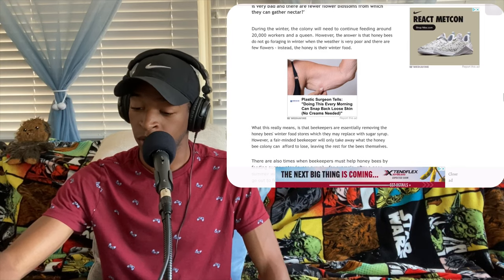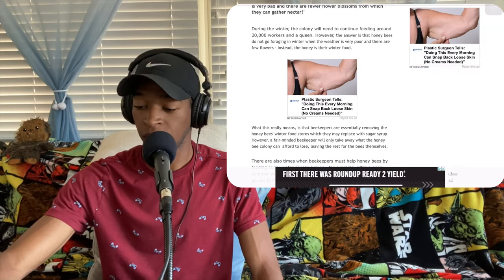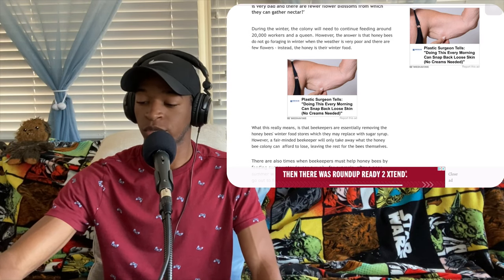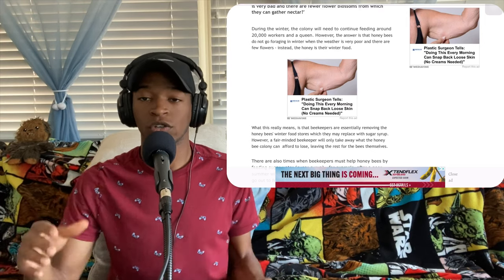So in the winter, the colony will need to continue feeding around 20,000 workers and a queen. However, the answer is that honeybees do not go foraging in winter when the weather is very poor and there are few flowers. Instead, the honey is their winter food.